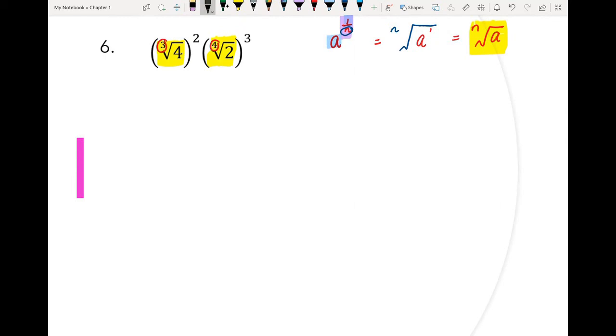So what I can do now is, I'll be able to get 4 to the power of 1 over 3. I'm going to change it to this form. Okay, the third root of 4 is also equal to 4 to the power 1 over 3, everything power 2. And then here is 2 to the power of 1 over 4, everything power 3.